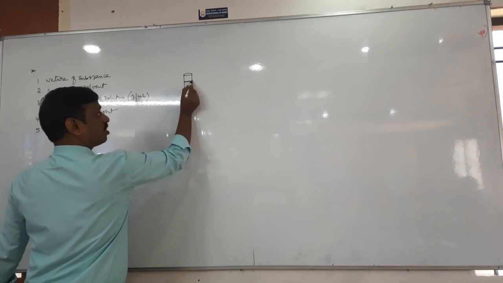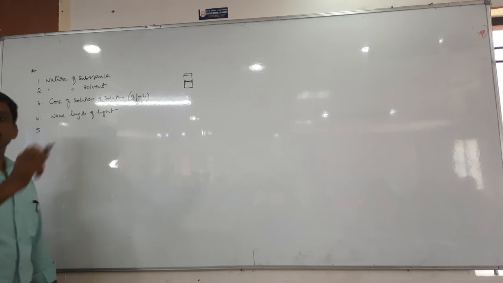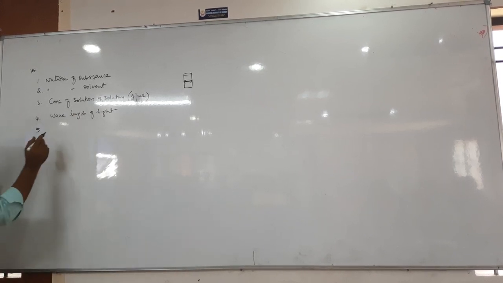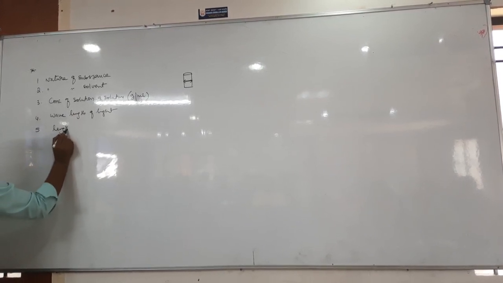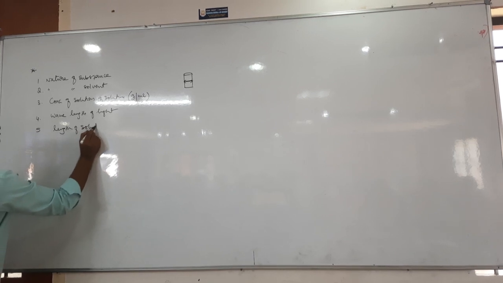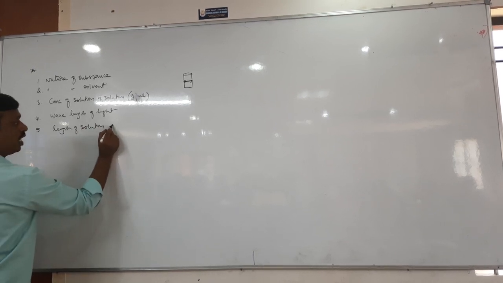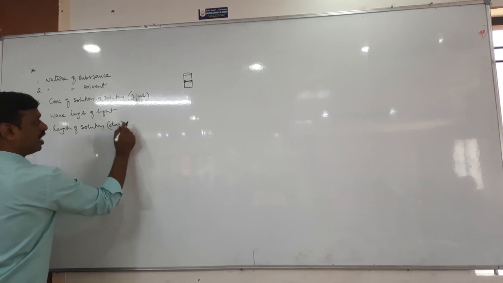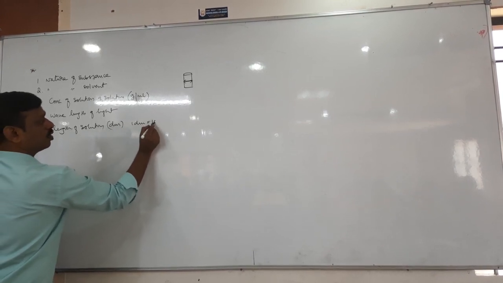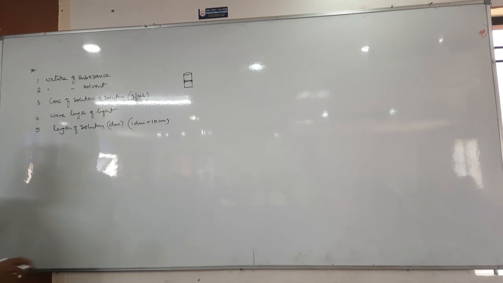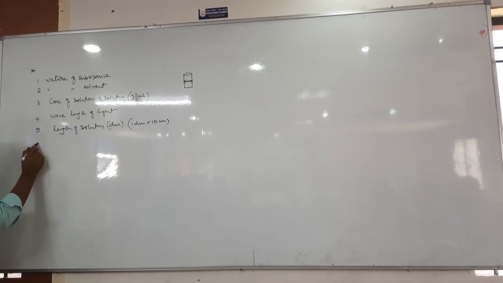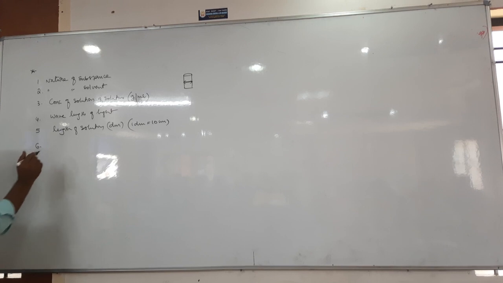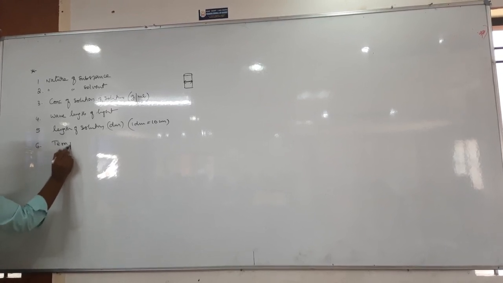And what is the length of the test tube? Nothing but the length of the solution. So it also depends on the length of the solution, which we usually take in decimeter, because 1 dm, decimeter, equals 10 centimeter. Next, the last one is temperature. It also depends on temperature.